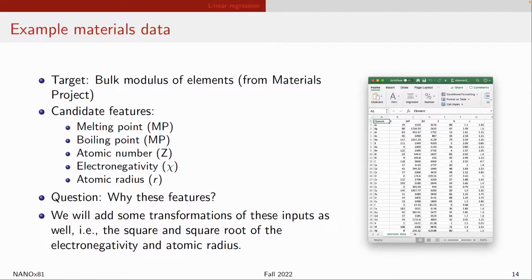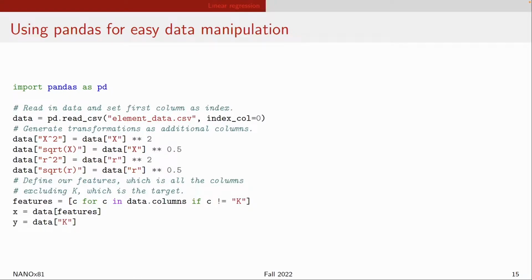And using pandas, you can basically just read in this CSV file, okay? And to generate things like the square of, say, the electronegativity, I'm just going to create a new column. The new column is called x to the power of 2. And in Python, the operator that gives you the power of 2 is the double star, okay? So this basically says I'm going to take this column to the power of 2, and I assign it to the column x squared, okay?